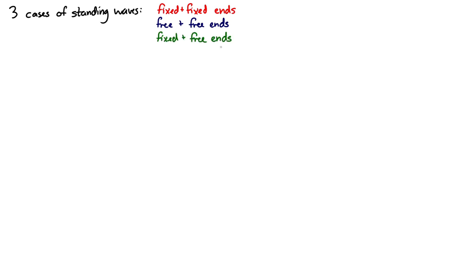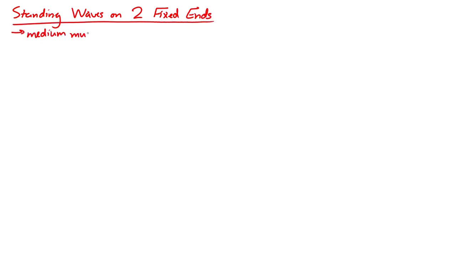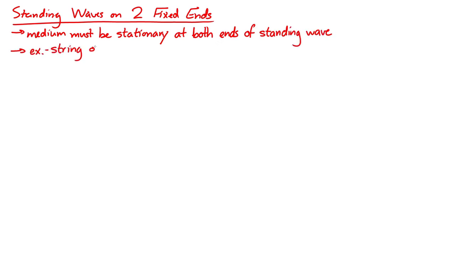When we consider standing waves that have fixed ends, these are situations where the medium is required to be stationary on the two ends of the standing wave. This could be a situation like the string on a guitar, or the string on a violin, or the string on a harp. In all of these situations, the two ends of the medium cannot oscillate. It's stuck, it's fixed at a node.